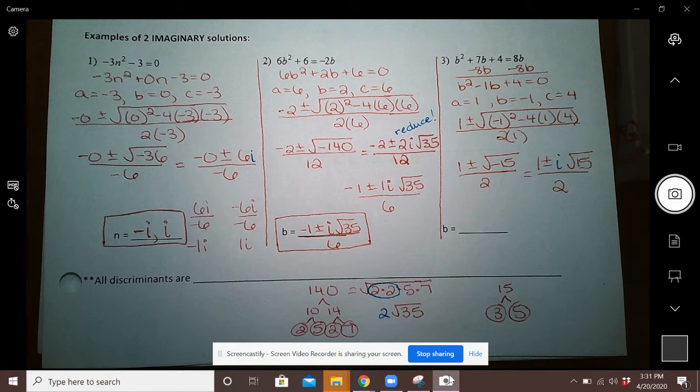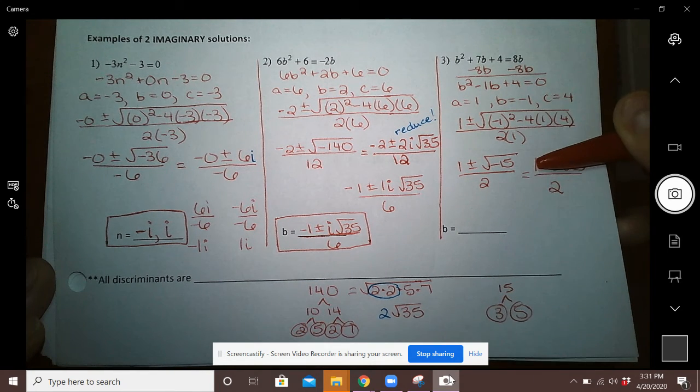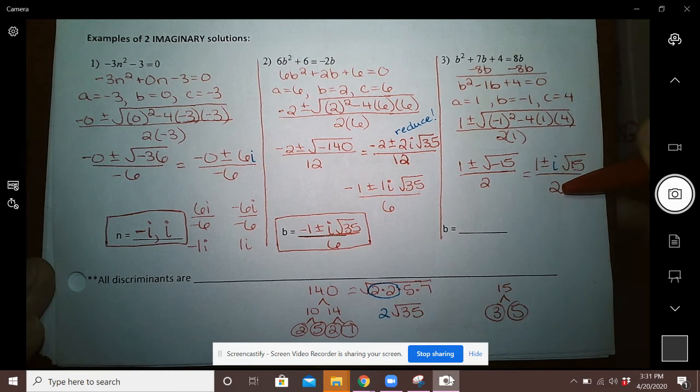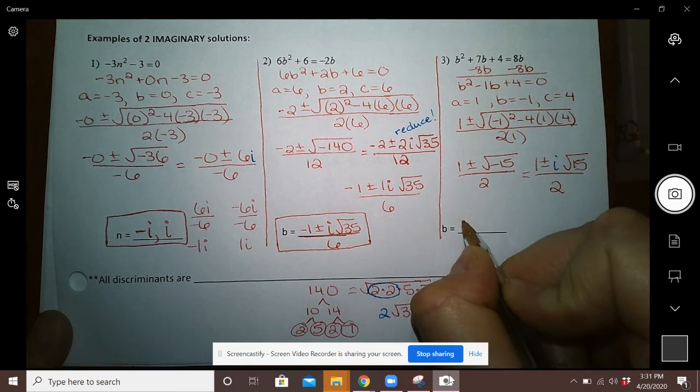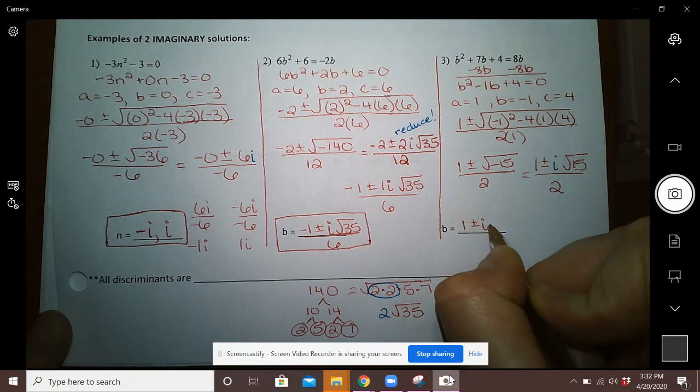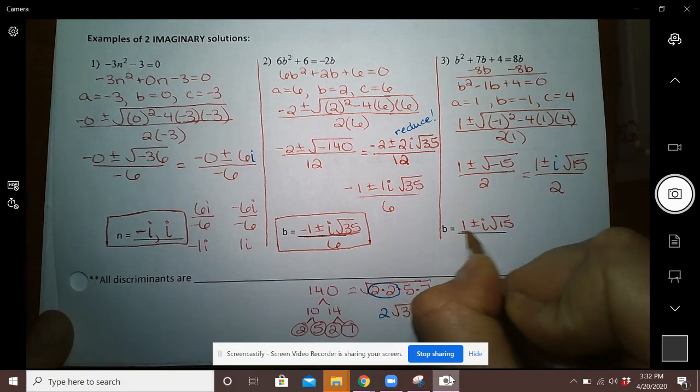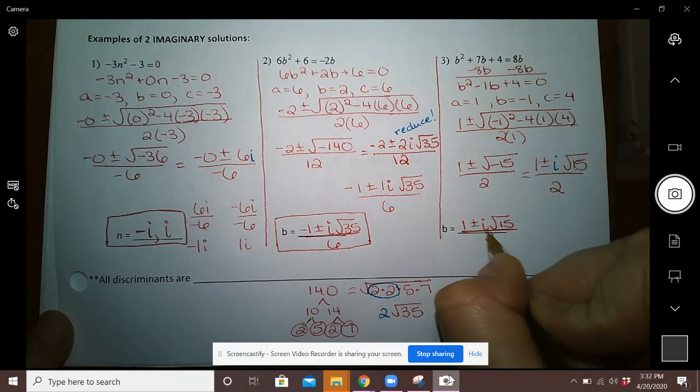Now let's look at our real values here. We have a 1, another 1, and a 2. I can't simplify that, so that is my final answer: 1 plus or minus i times the square root of 15 all over 2.